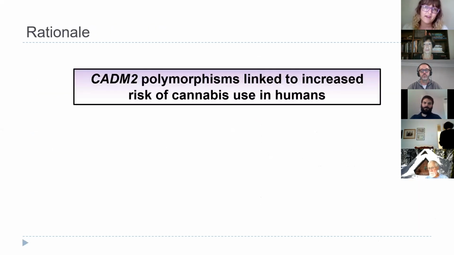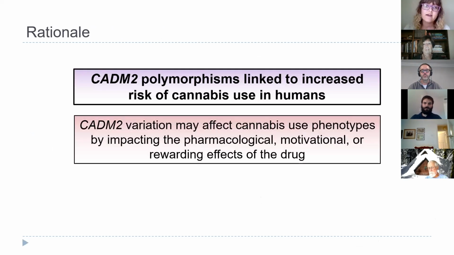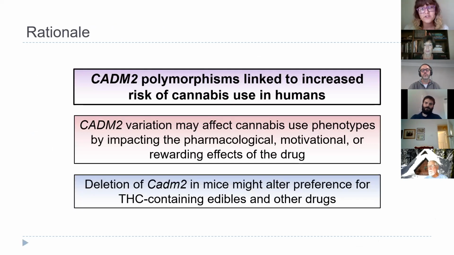So it's our belief that if CADM2 polymorphisms are linked with an increased risk of cannabis use in humans, then it could be the case that CADM2 variation affects cannabis use phenotypes by impacting pharmacological, motivational, or rewarding effects of cannabis. And again, if this is the case, then a deletion of CADM2 in mice might alter preference for THC-containing edibles, as well as preference for other drugs of abuse.